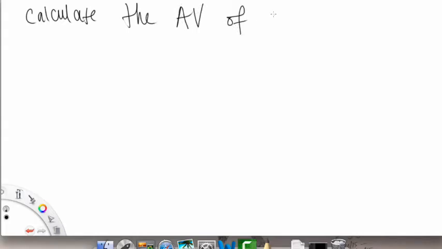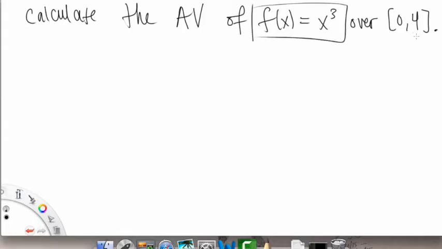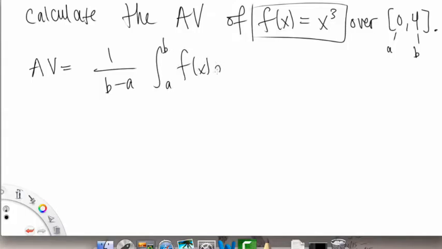Okay, so let's try a problem involving average value. We're going to calculate the average value of f of x is equal to x cubed over the interval 0 to 4. So let's identify a couple things. This is our f of x, a is 0, and b is 4. Our formula for average value is 1 over b minus a times the integral from a to b of f of x dx. If we plug in b, a, and f of x, we get 1 over 4 minus 0 times the integral from 0 to 4 of x to the third dx.